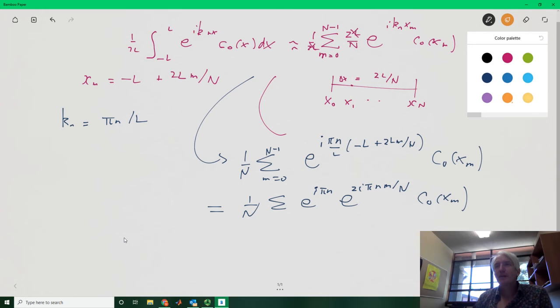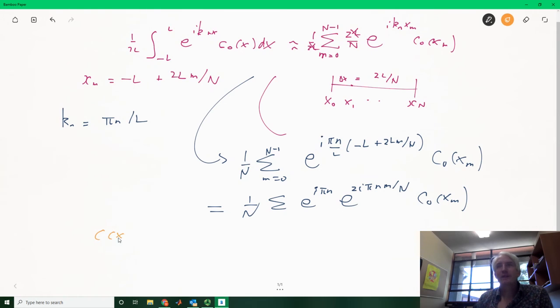The next thing is to go back to the actual solution here, which is that the sum from n equals minus infinity to infinity of c n hat naught of t, e to the i k n x. And then of course that means that each of these, c n hat, is equal to c n hat naught multiplied by e to the minus k n squared t.